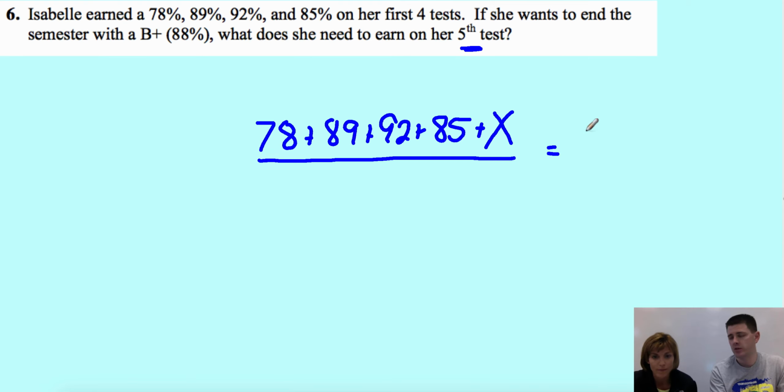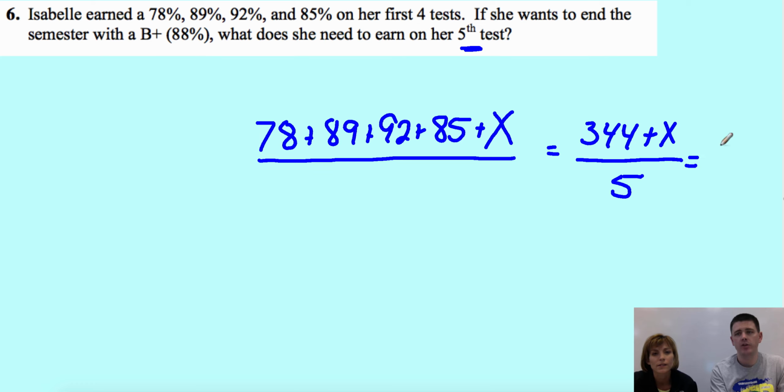So what did you get when you added those all up? You get 344. 344 plus our missing number. Then we're going to divide by the number of terms. There were 5 tests total, so we're going to divide by 5. And she wants her average to be 88%. So we've set up the problem. Use the last example to walk yourself through how you're going to solve this to find your answer. And we'll go over it tomorrow in class.